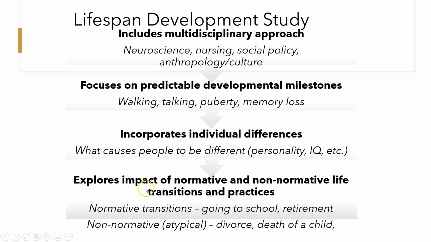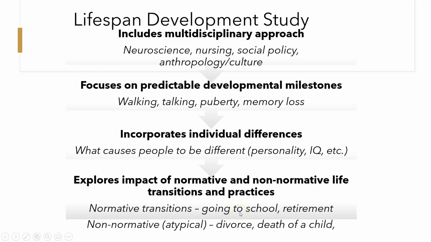And then we also explore the impact of normative and non-normative life transitions. Normative transitions, and transitions can often be difficult for people to go through, even if they are completely normal, are like the first time a child goes to school. That's a normative transition, at least in our Western United States culture. Most children go to school.